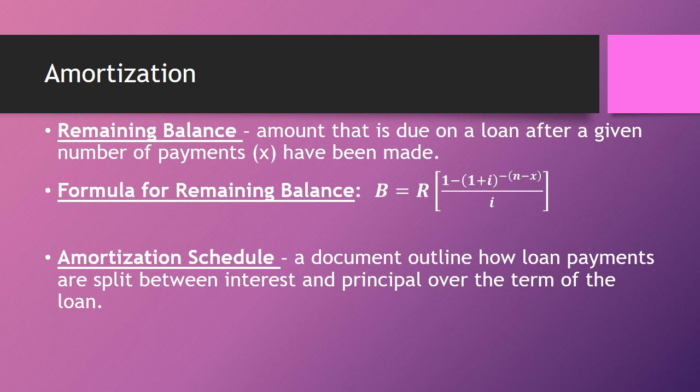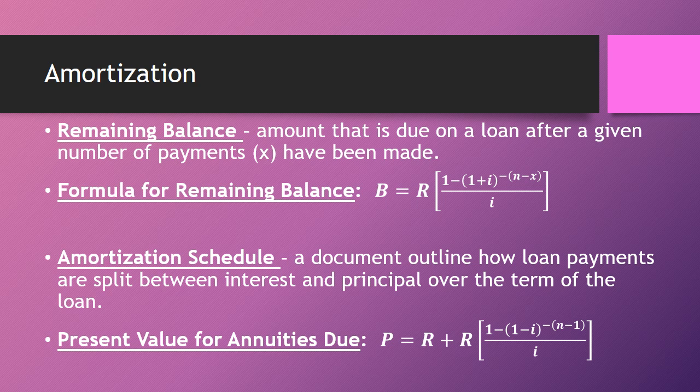made. Before we move on to the amortization schedule: the amortization schedule is a document that outlines how loan payments are split between interest and principal over the term of the loan. And we also have a formula here for the present value of annuities due. We did future value in the previous section. This is going to be the present value formula. And again, notice it's slightly different from the present value for an ordinary annuity.